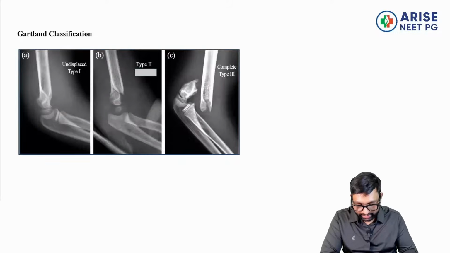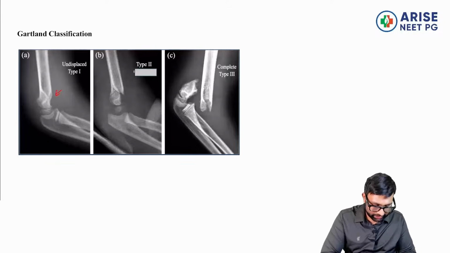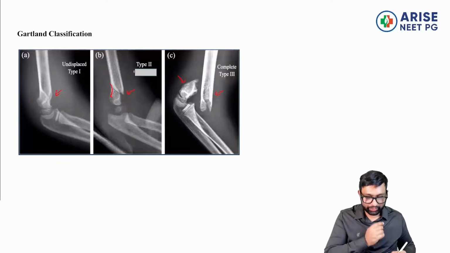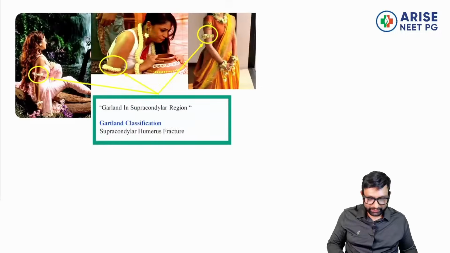So this is the X-ray again. You can see here, this is an undisplaced type 1. This, there is a fracture here, but there is still an intact posterior cortex. So this is type 2. In type 3, you can see one fragment is here, one fragment is here. So that is Gartland's classification.